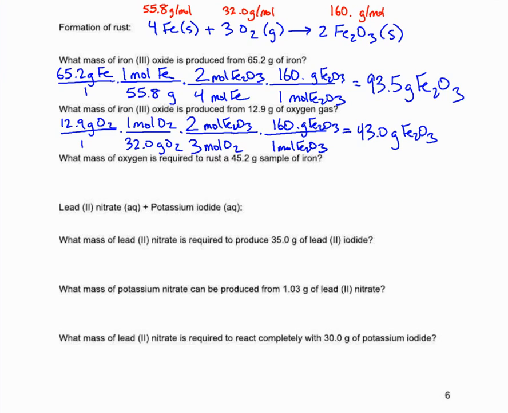What mass of oxygen is required to rust a 45.2 gram sample of iron? So we have this iron, we want to make sure that it turns completely into products. So we have to have a certain amount of this other ingredient to make sure that happens.